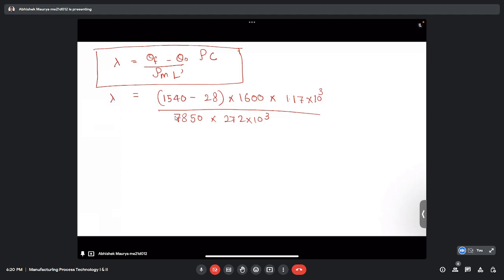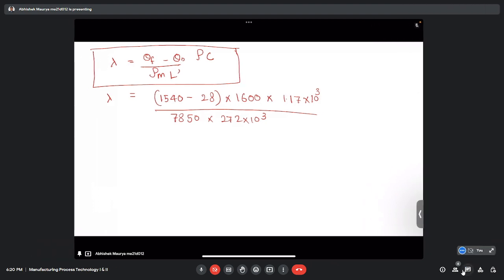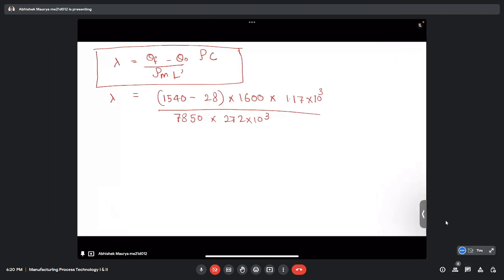You have to calculate this value. Okay, so what I'm doing, I'm writing the value, and later on you can verify it by yourself. Okay, so lambda is 1.325. Now we have calculated the lambda value.